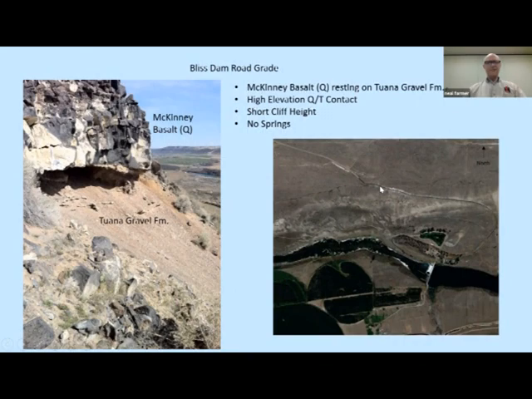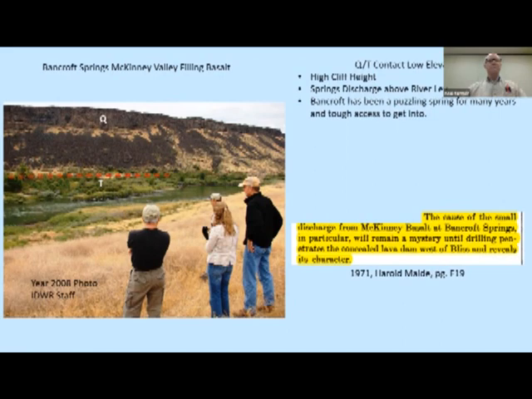So Bancroft Springs, this is the last spring, the furthest to the west, has really been a problem for a number of years. And many individuals, including Malde, really don't know what to do with Bancroft because it's a little bit out of character compared to the other springs. It is a canyon-filling basalt, McKinney basalt, quaternary age, pretty young, resting right on top of tertiary age sediments. And it's difficult to get into. The access is very difficult. And so many previous mappers and researchers probably did not access this spring area directly on foot, but rather tried to map the geology and contact from a distance.